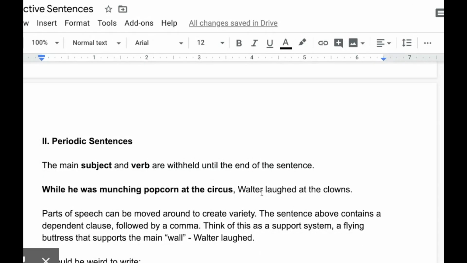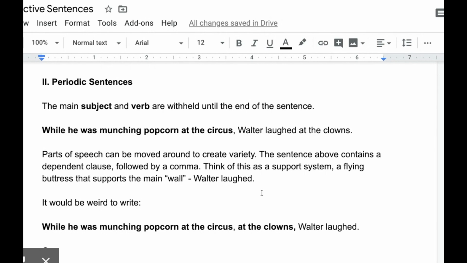Now, let's move on to periodic sentences. Number two, the main subject and verb are withheld until the end of the sentence. Like, here's one. While he was munching popcorn at the circus, comma, Walter laughed at the clowns. Parts of speech can be moved around to create variety. They're like puzzle pieces. You can shift them around.